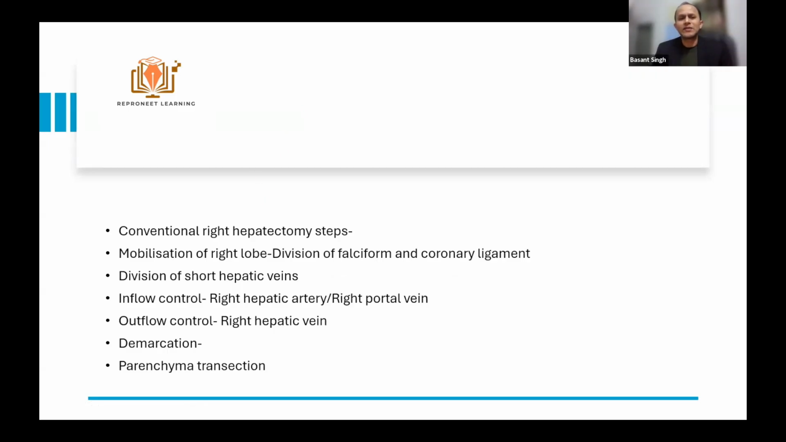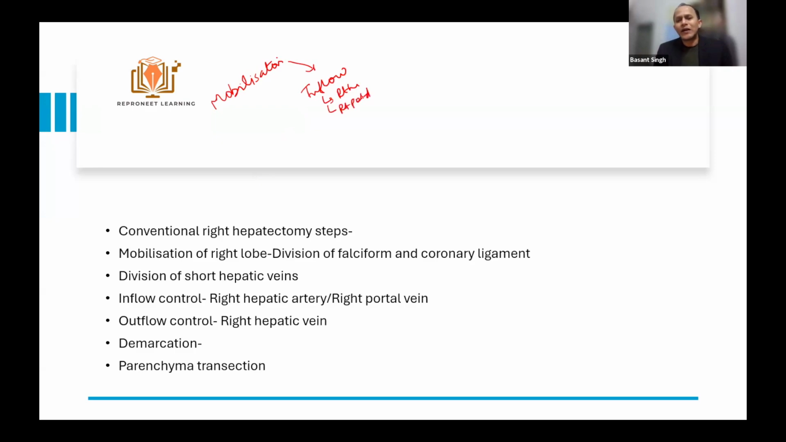The first step is mobilization. Why is it important? I'll tell you later. In any anatomical liver resection, the first thing is that we have to mobilize the liver. Suppose you're doing a right hepatectomy, you start mobilizing the right lobe of the liver. Then we go to inflow control. In inflow control, say you're doing a right hepatectomy, you take control of the right hepatic artery and the right portal vein.